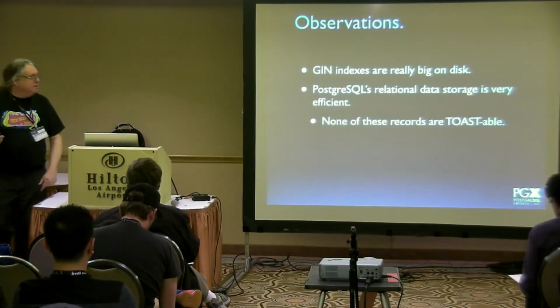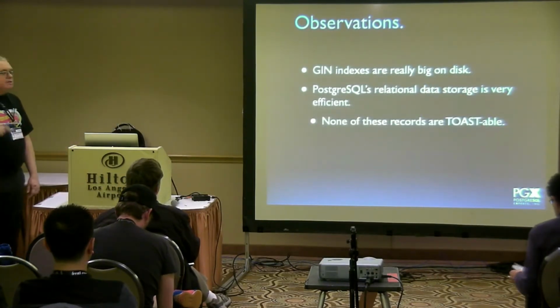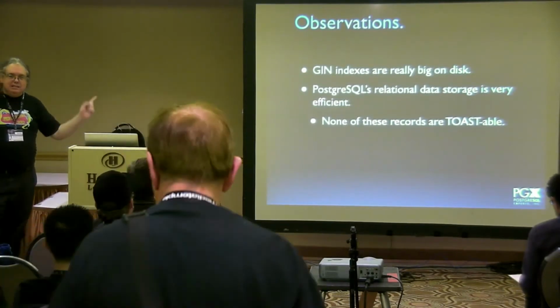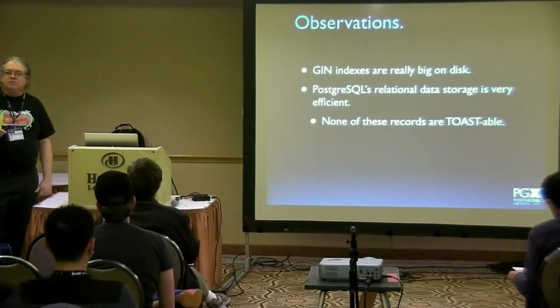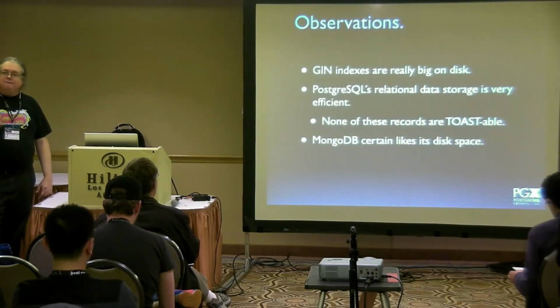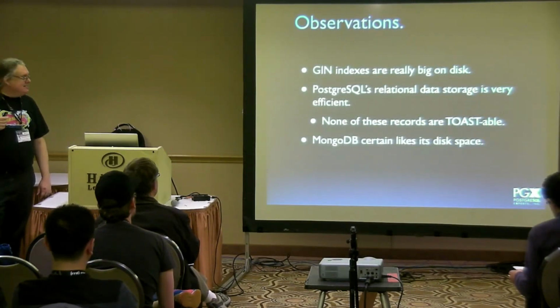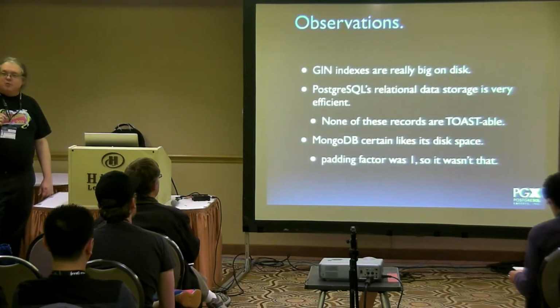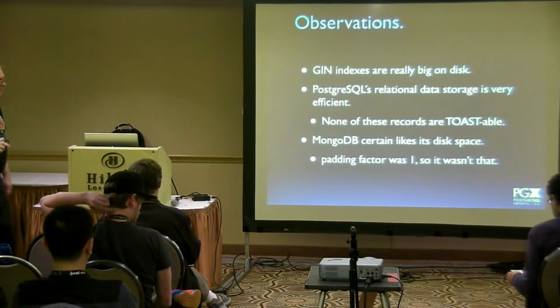It's kind of interesting. Notice that none of these records are toastable. There aren't any big things in them, which would probably hurt the database efficiency quite a bit. MongoDB sure likes its disk space. And the padding factor was 1 also. I did not monkey with anything. I'm being fair here.